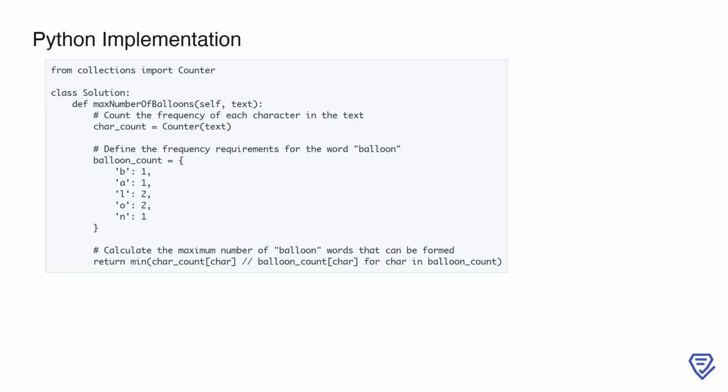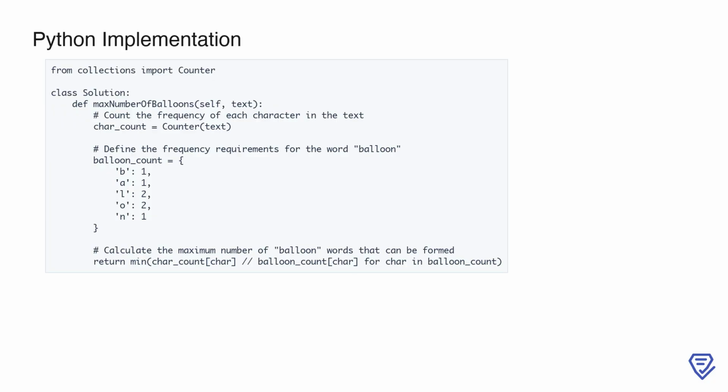To calculate the maximum number of times balloon can be formed, we use the formula char_count[char] // balloon_count[char] for each character in the balloon_count dictionary. This division ensures that we account for the frequency constraints of each character. For example, if there are only 3 Ls in the text, we can form at most 1 balloon since 2 Ls are needed per word. Finally, we use the min function to determine the limiting factor. The minimum value across all the required character frequencies represents the maximum number of balloon words that can be formed.